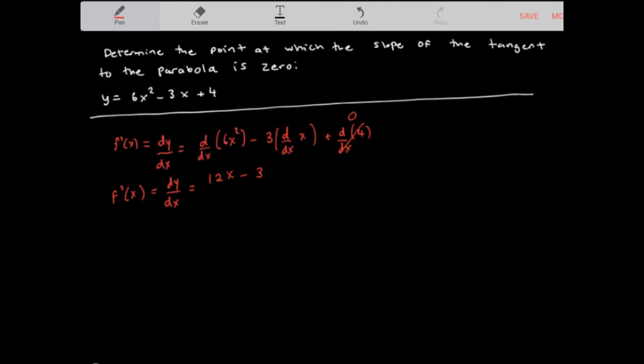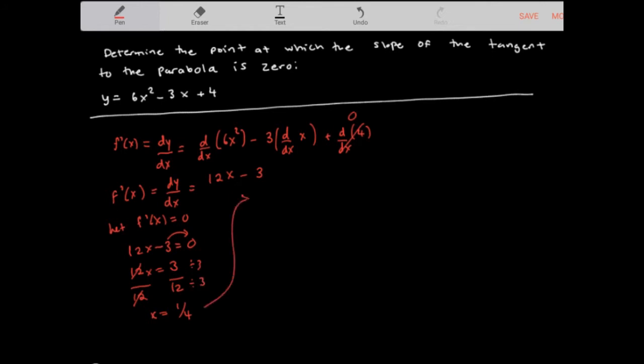Alright? Now you want to figure out when the slope is 0, right? So you're going to let f prime of x equal 0, so 12x minus 3 is equal to 0. If I want to solve for x, I'm going to move the 3 to the other side, and divide by 12 on both sides to solve for x. So x is equal to 3 over 12, which is the same as 1 over 4. Right? You can divide this by 3 to find that out.